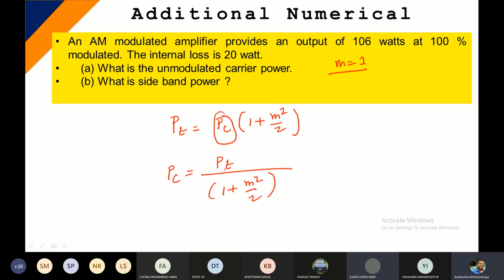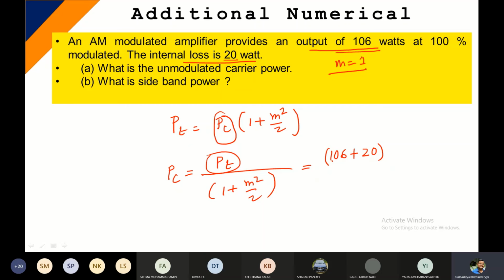Sir, is it 106 minus 20? I hope to get this answer. So she was right in a way; the concept was wrong, but the attempt was correct. This PT is the total transmitted power we are looking at. Here the output is 106 watts, but along with that there is an internal loss of 20 watts. So 106 plus 20 watts was the total power which was available. Understood? That is why this question is a little different.